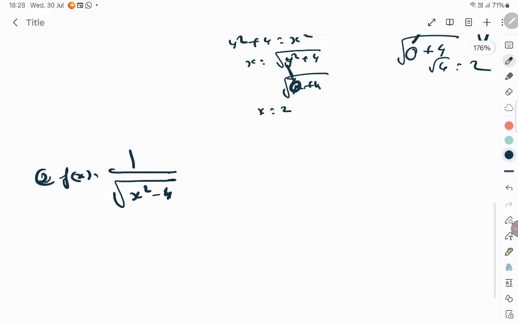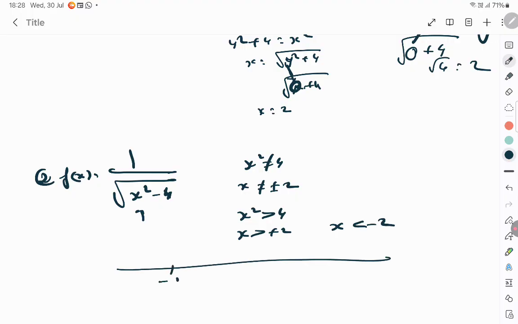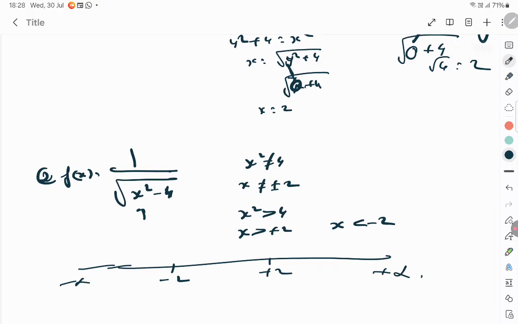Denominator can never be equal to 0. So x square cannot be equal to 4, x cannot be equal to plus or minus 2. And the root in the denominator should not be negative, so x square should always be greater than 4. No equal to 4 here, greater than 4. X has to be greater than plus 2 and x has to be lesser than minus 2. Put it on the number line, minus 2 and a plus 2. Minus infinity here and a plus infinity here.